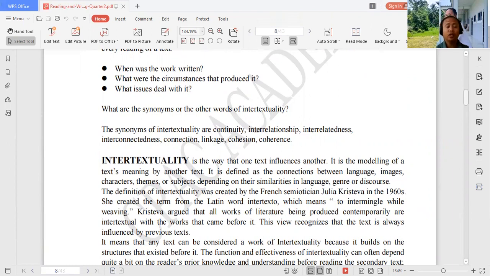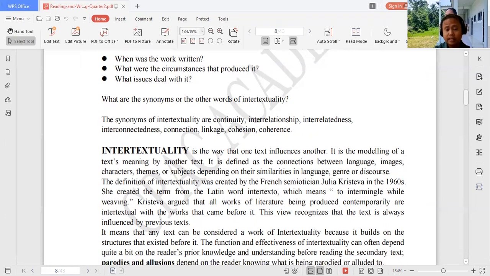Kristeva argued that all works of literature being produced contemporarily are textual with the works that came before it. This view recognizes that the text is always influenced by previous text. It means that any text can be considered a work of intertextuality because it builds on the structures that existed before. So the function and effectiveness of intertextuality can often depend quite a bit on the reader's prior knowledge and understanding before reading the secondary text.